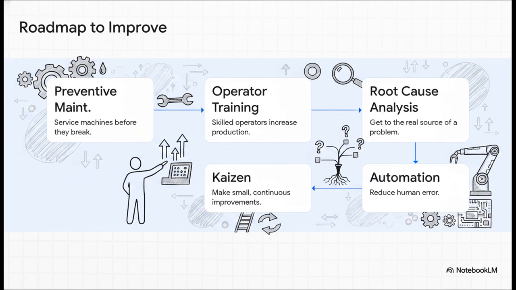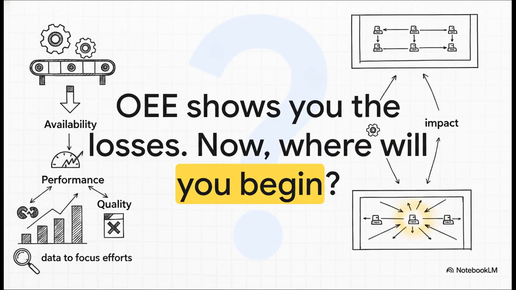And, sort of overarching all of this, are bigger strategies. Maybe consider automation to reduce human error and embrace the philosophy of Kaizen, just making small, continuous improvements every single day. OEE shows you exactly where your losses are hiding, whether it's in availability, performance, or quality. It gives you the hard data you need to focus your efforts where they'll have the biggest impact. So when you look at your own operations, the only question left is, where will you begin?